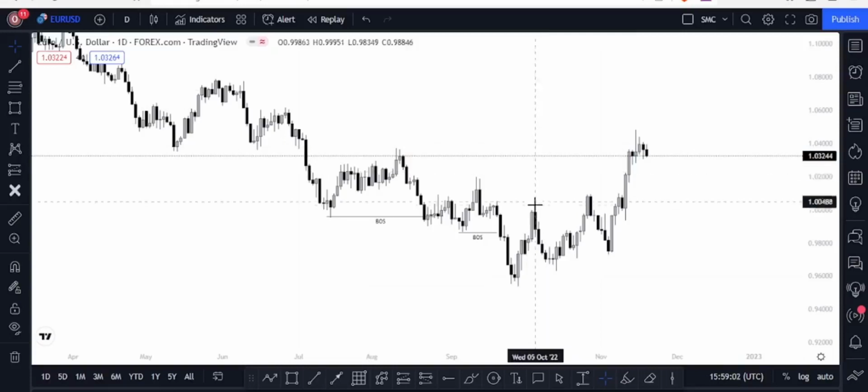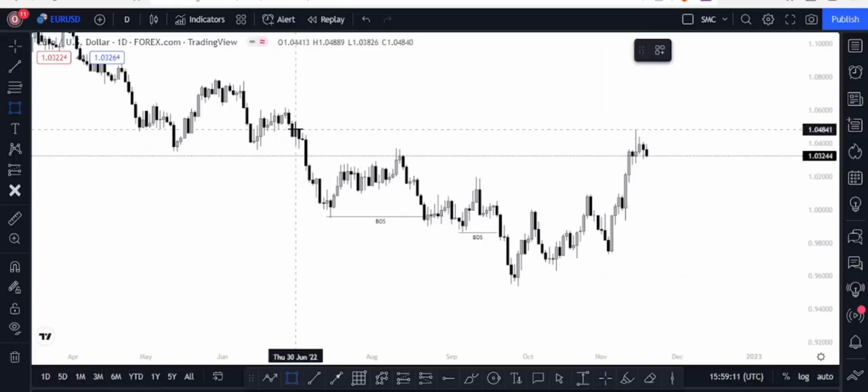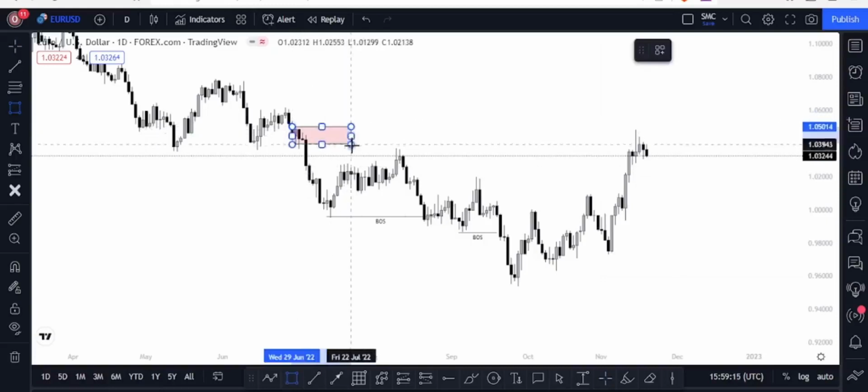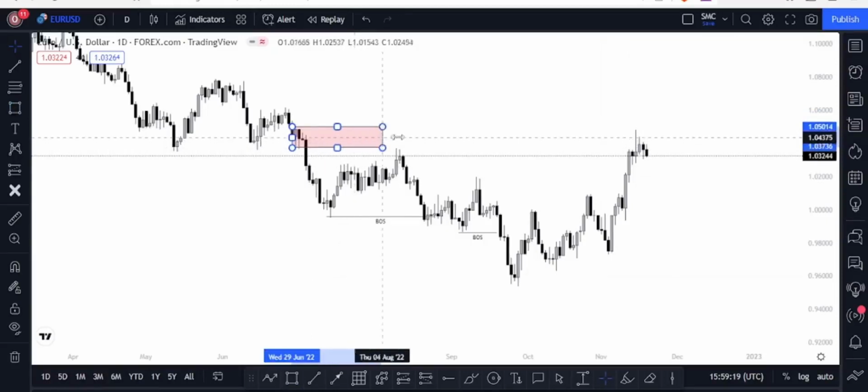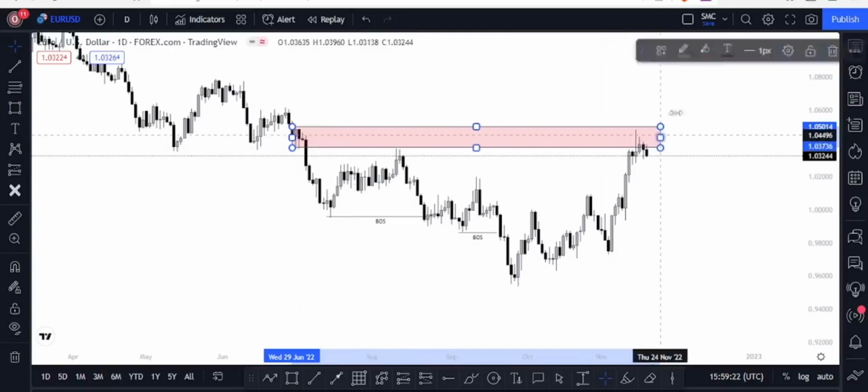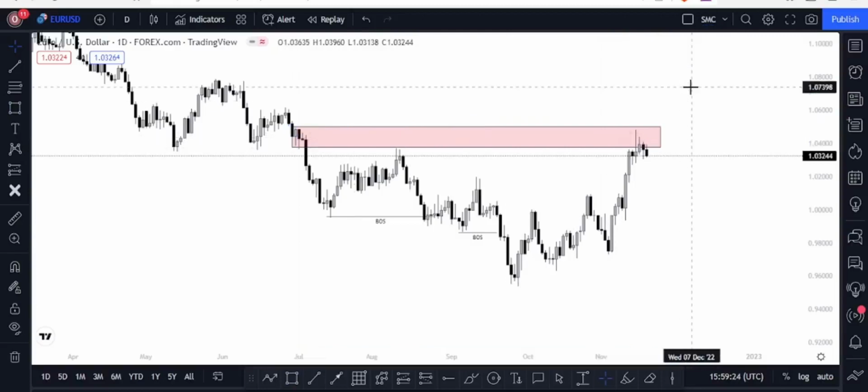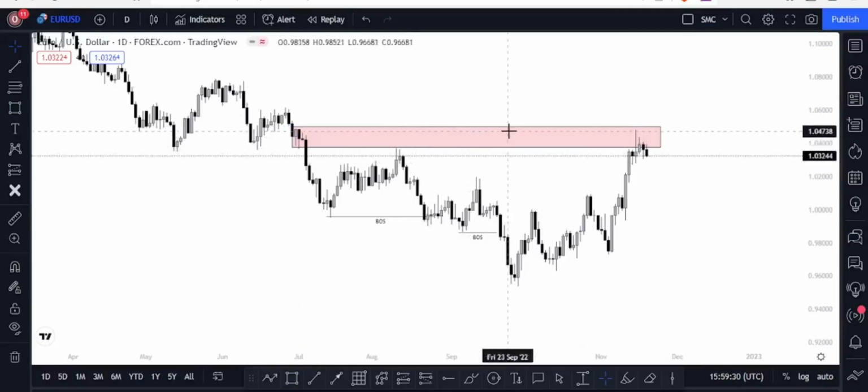Now, after taking out all this liquidity that I pointed out, price now bumped into this OB here. Even though this OB is not the best of it, price bumped into that OB. Take a look at what price action did, what the institutions did here.